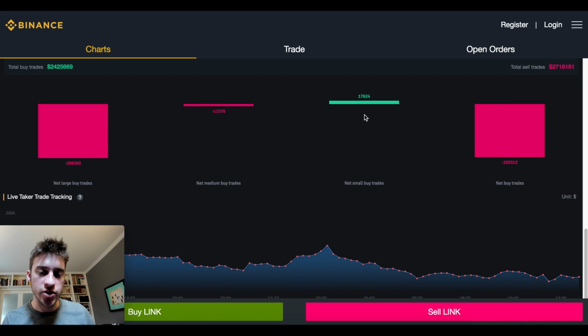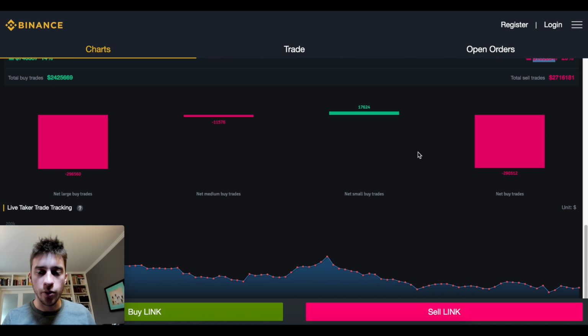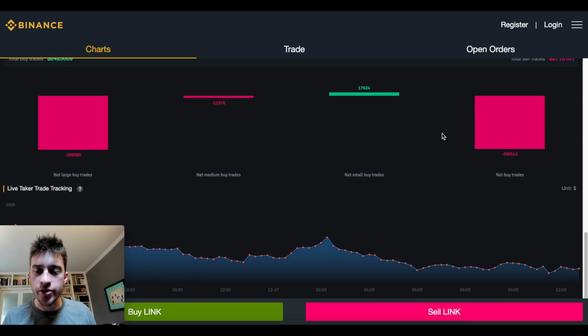So that's a pretty bearish sign. And this is a really helpful way. And then this is the overall, so large, medium, and small net. And then this is the overall buy minus sell for that period for market orders. Now this is very helpful, but I found what really is the most helpful is what you're looking at below.